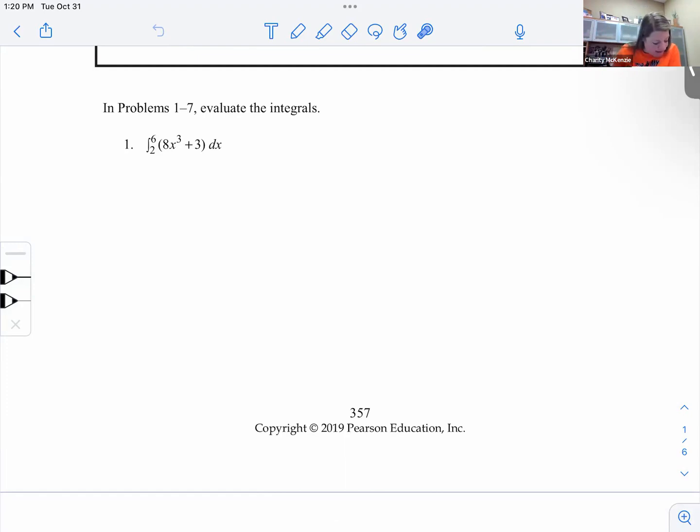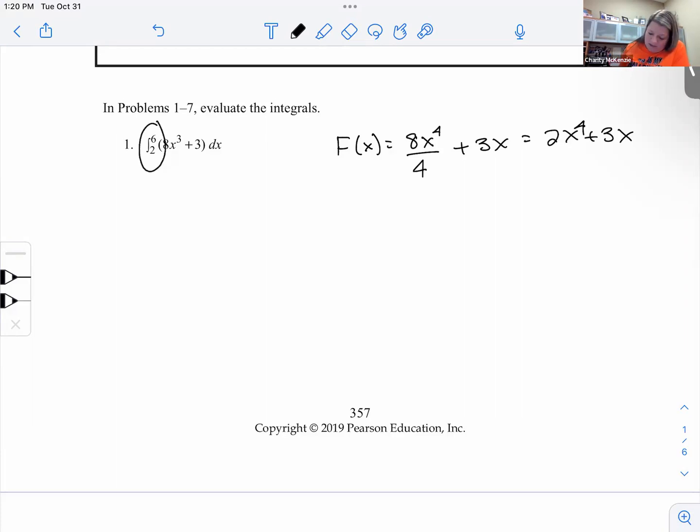So let's start with what is capital F, or our antiderivative, or the solution to an integral, of this function. It is going to be: add 1 to the 3, so I'm going to have 8x to the 4th divided by that 4. And on the 3, I'm going to add the x back. I'm going to ignore the plus c this time. Can I simplify that? Sure. 4 goes into 8 2 times, so 2x to the 4th plus 3x. Once I'm here, I have the antiderivative, then I can put the function's values into that antiderivative.